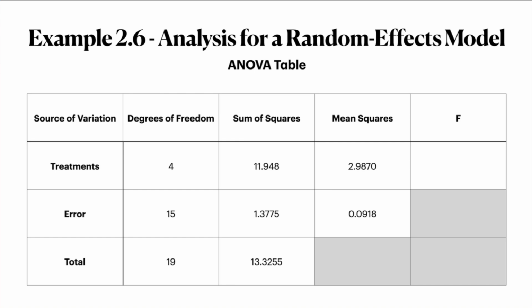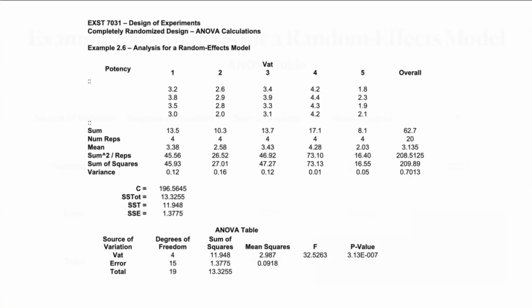And then once we have that, again, we take the ratio of those two numbers to get our F statistic, which is 32.53, so quite large. So the F statistic here is very large. Remember, we're looking for values that are bigger than 1 to lead us to reject the null hypothesis.